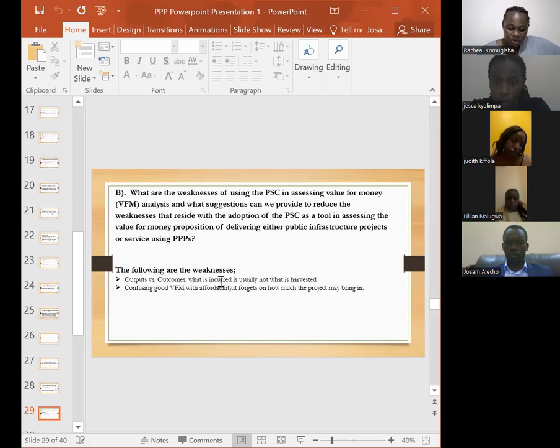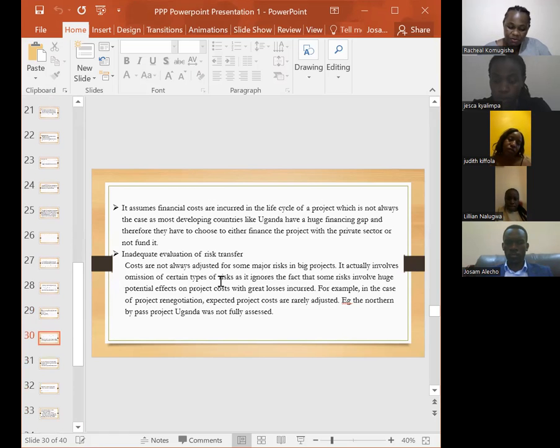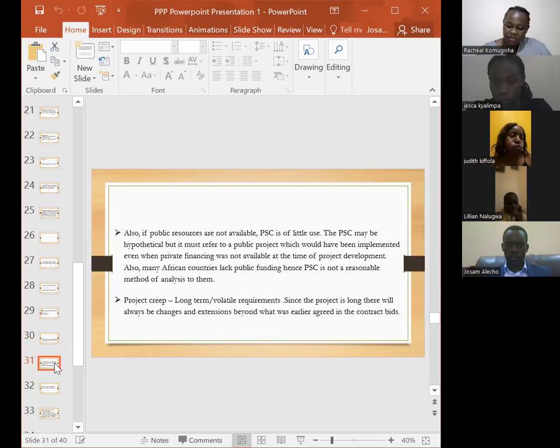Then it takes into account long-term projects, which brings about project creep. By project creep, I mean the projects extend beyond the originally agreed period. Hence, delays may be incurred in the process. Then there are also hidden costs that are supposed to be included, like inflation, but are never included in the process of using this PSC tool.